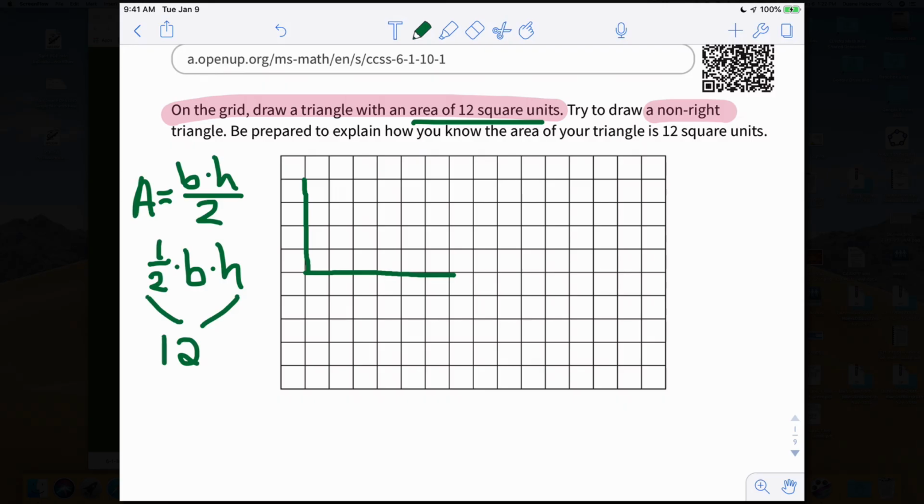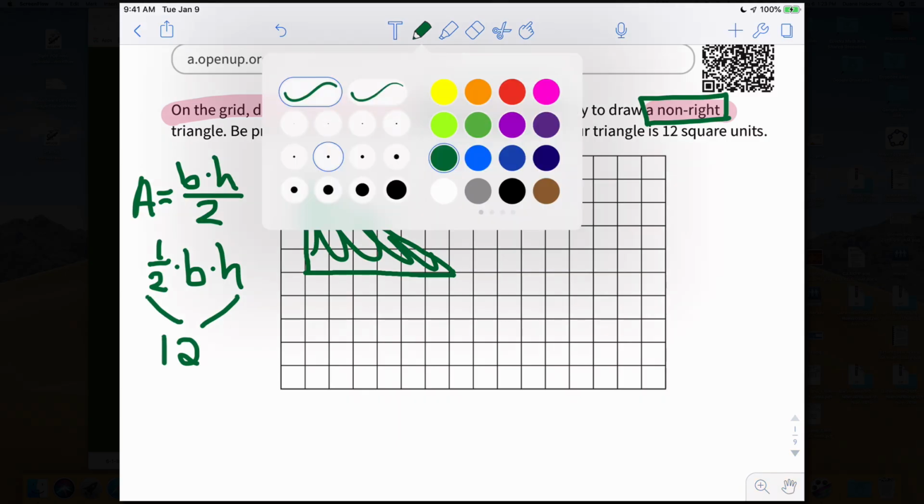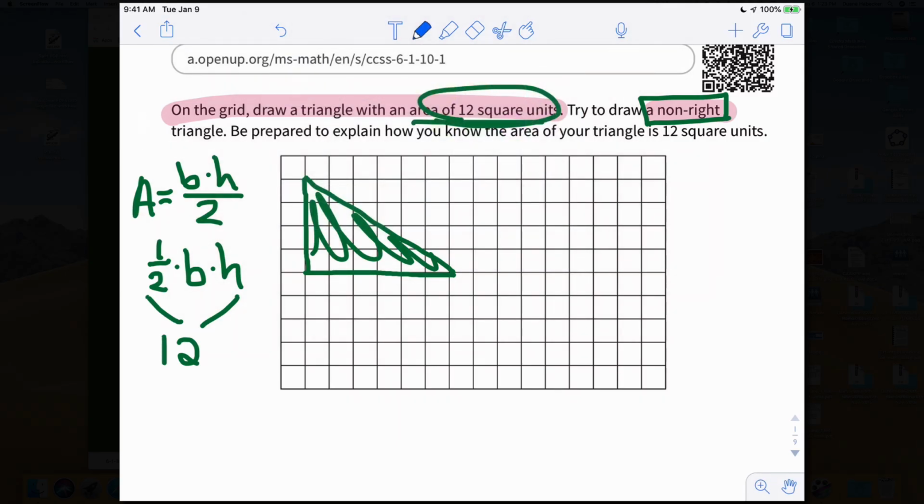1, 2, 3, 4, 5, 6. There is our triangle that has an area of 12 square units. Now, they asked us to try and draw a non-right triangle, but we started with this one because this is the easiest one to get us started with. But the idea is, any triangle with a base of 6 and a height of 4 would work.